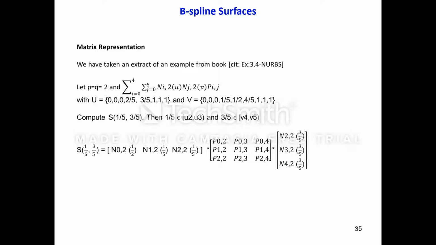Next, we show a matrix representation of a B-spline surface, where the degrees p and q are equal, and N_{i,p} and N_{j,q} form the tensor product of the basis functions. We apply U and V vectors as 1 by 5 and 3 by 5 to compute the value of S, which is the B-spline surface function. For efficiency, it uses a local array to store the vector products of N_{j,q} with P_{ik} and then uses the product for further vector multiplication with N_{i,p}.